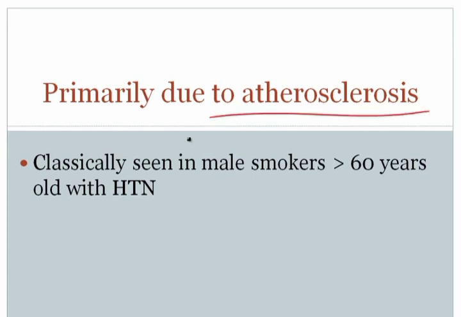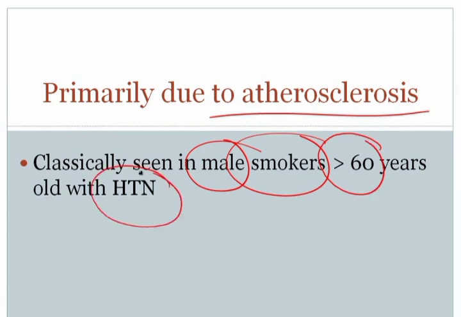Now, when you think about the classic patient, it's going to be the patient that's got all of the risk factors for atherosclerosis. For example, higher incidence in males, higher incidence in smokers, higher incidence in patients greater than the age of 60, and high association with hypertension. So these are all risk factors of patients who develop atherosclerosis. And in fact, one of the most common locations of atherosclerosis in the human body is the abdominal aorta.